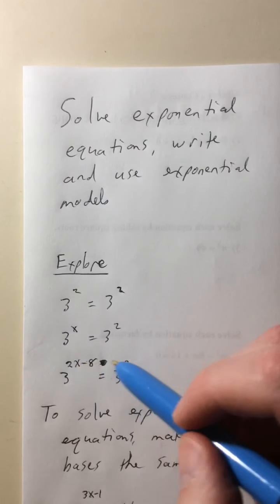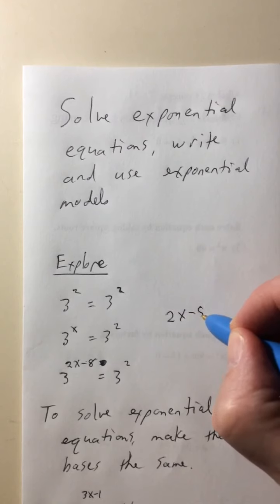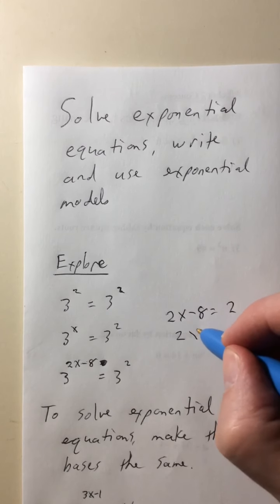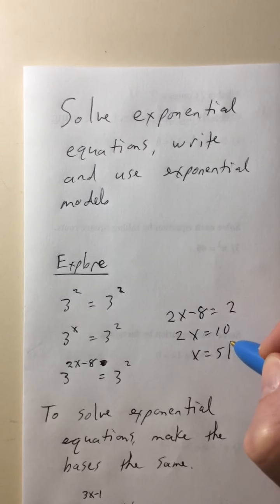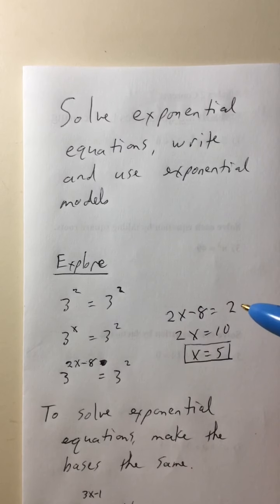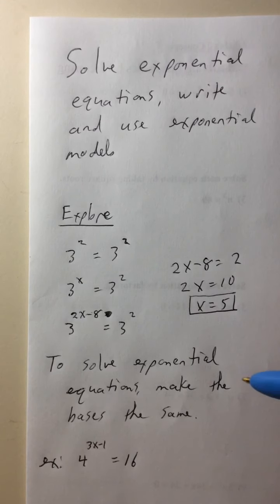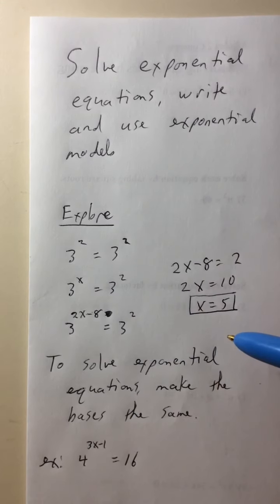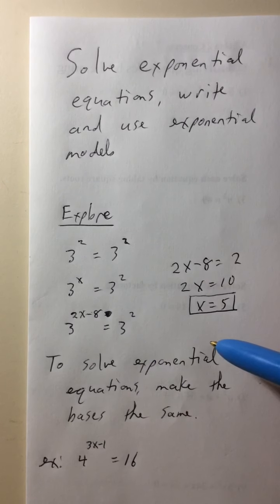So we're just going to set that equal to 2. We'll do that work right over here. So we get 2x minus 8 equals 2. Add 8 to both sides, so we get 2x equals 10, or x equals 5. And that's the answer to that equation right over there. And so, here's the rule. In order to solve exponential equations, you just need to make the bases the same, and then set the exponents equal. So make the bases the same, then set the exponents equal.